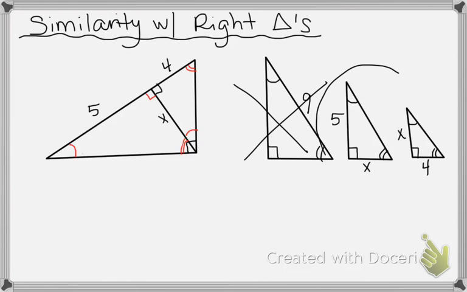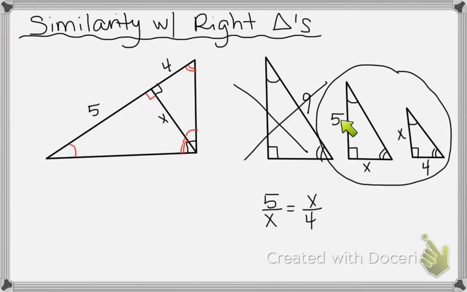Between these 2, can you use what we did last week to set up some similar fractions? What would be an example of a similar fraction I could set up? 5 is to x as x is to 4. Very good. You could have done it that way, or flipped it, as long as you pick a pattern and stay with it.